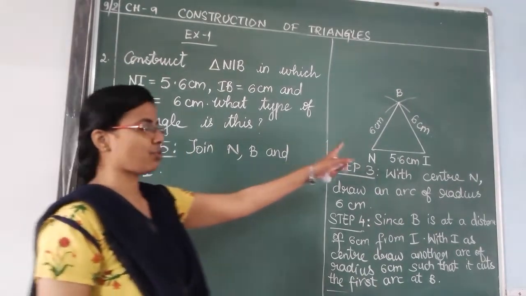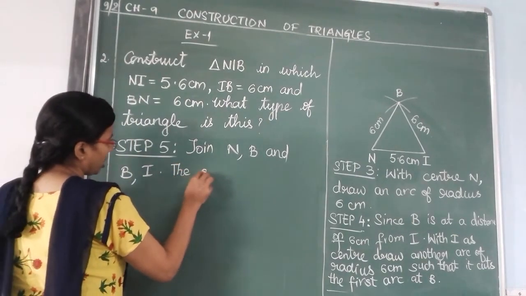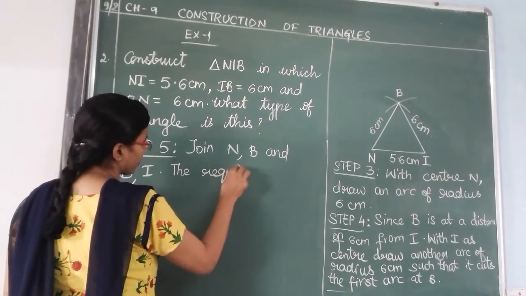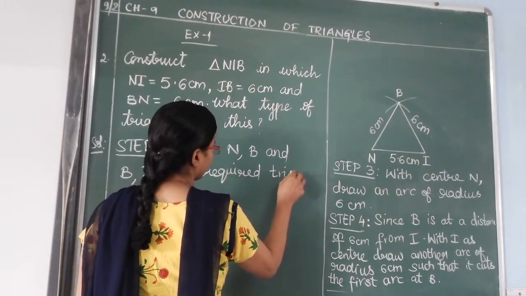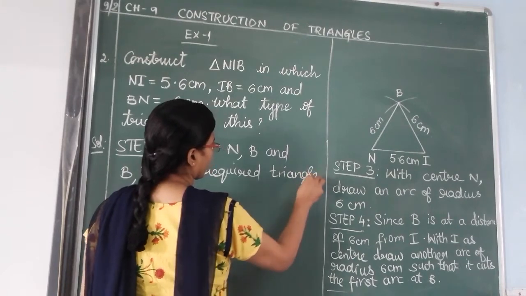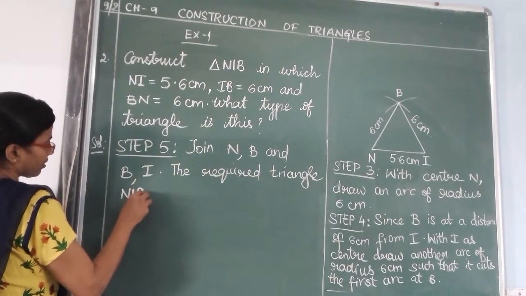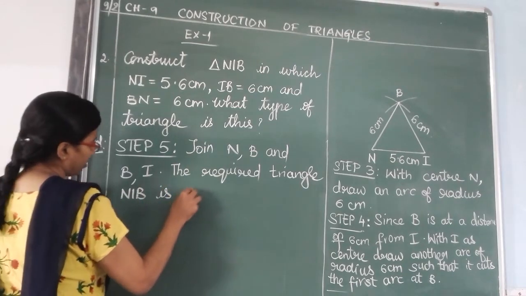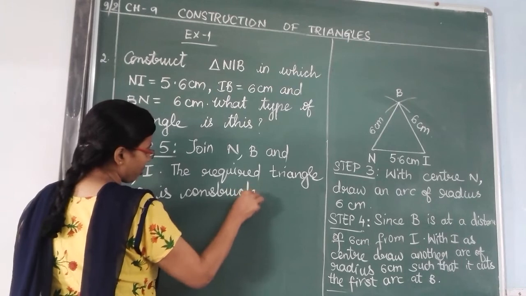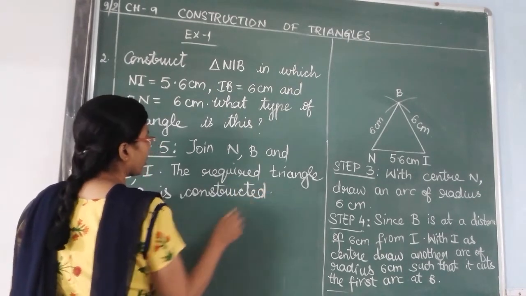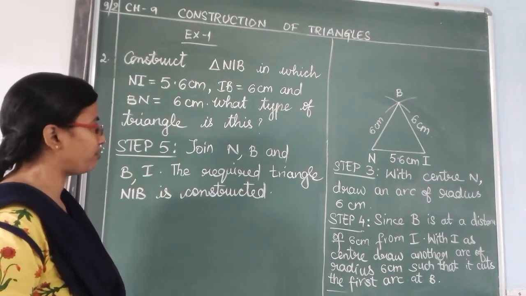These two we have joined and we got the required triangle NIB. The required triangle NIB is constructed. Understood? Now, till here, the construction part we have completed.